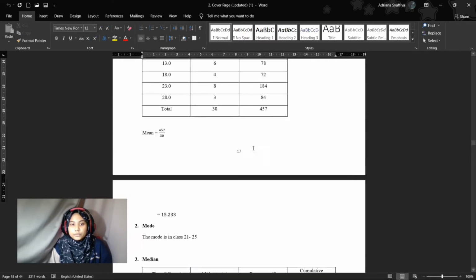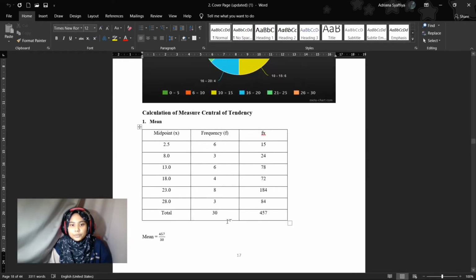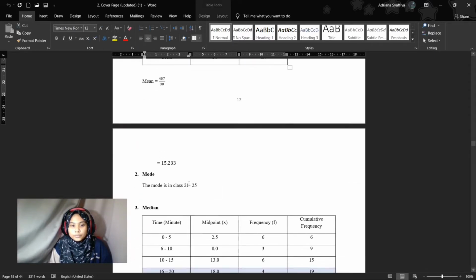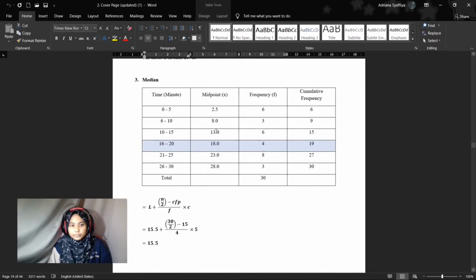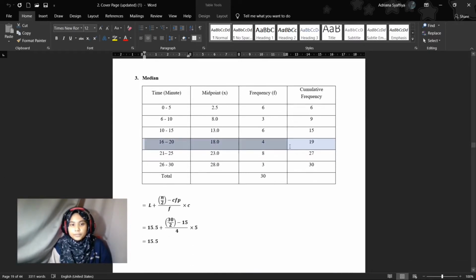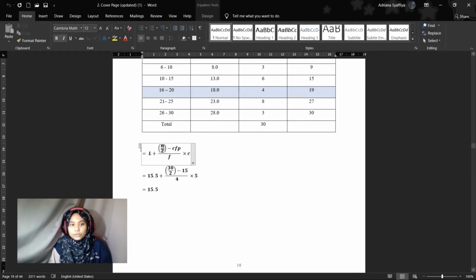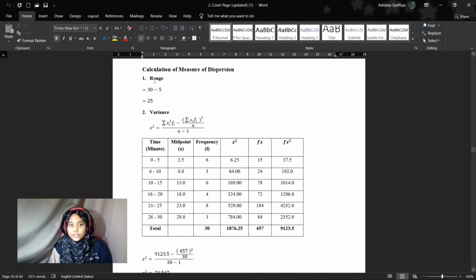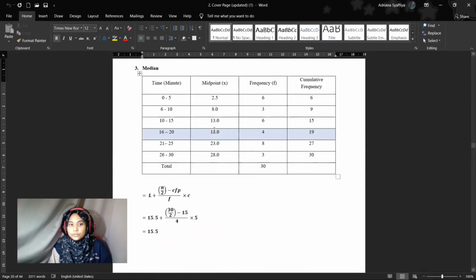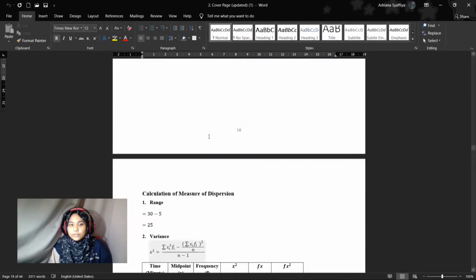And then the mode, we find the one with the most frequency, which is 8. So the mode is in the class 21 to 25. Then the median, we have to find the middle one in this frequency table. So we use this formula to find it. And then we got this number. And then next we have to find the range. We just have to do 30 minus 5, and then we got the range.